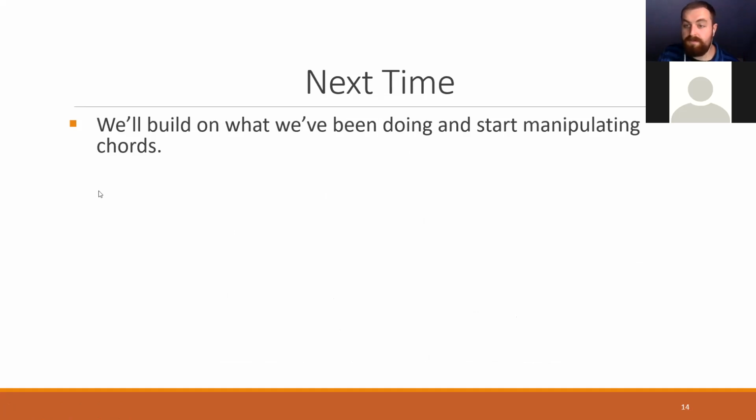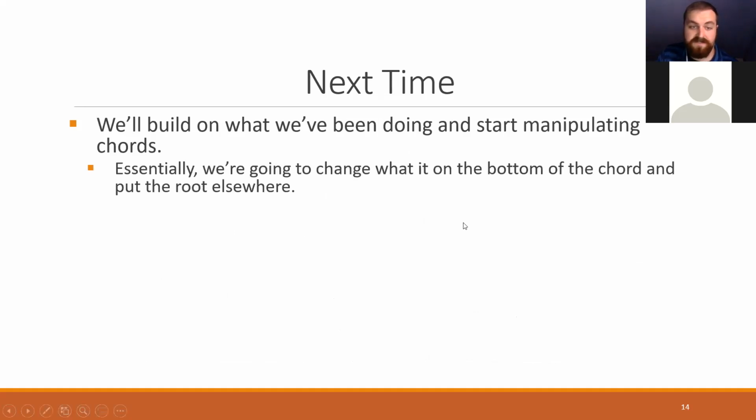We will continue to build on what we're doing. There are no more ways to identify chords. We've looked at all the ways we can talk about chords, lead sheets, Roman numerals. We will keep those systems going through the rest of the quarter. Tomorrow, we're going to start manipulating these chords to probe a question that was asked earlier. Specifically, we're going to change what is on the bottom of the chord and put the root elsewhere.